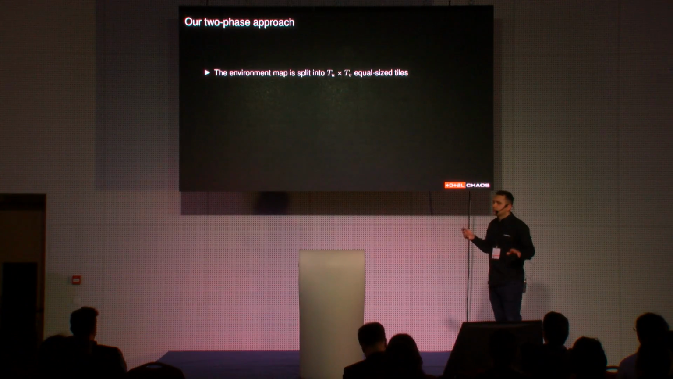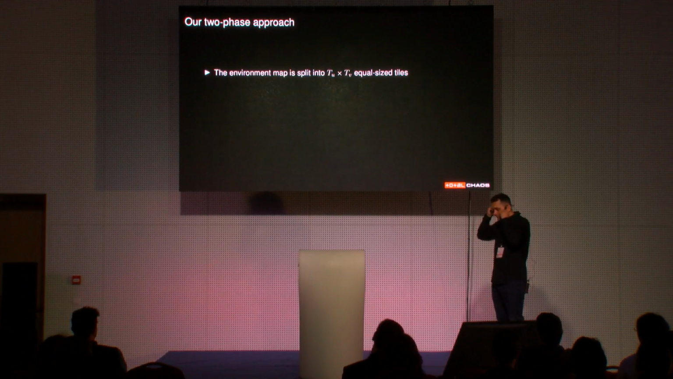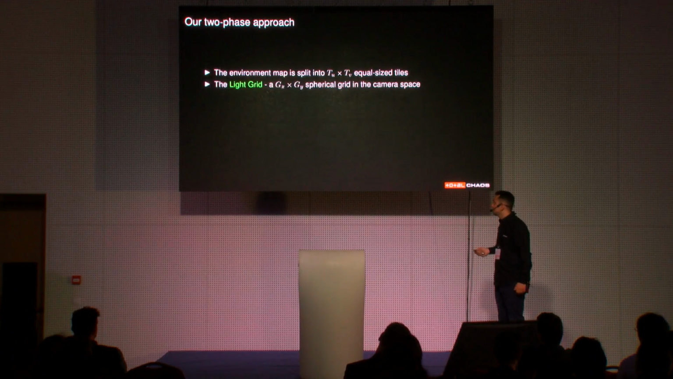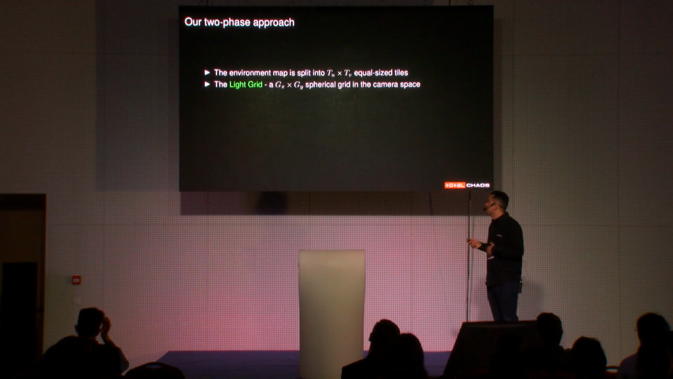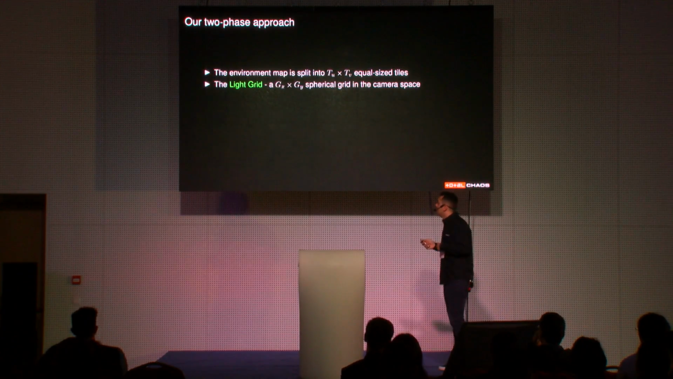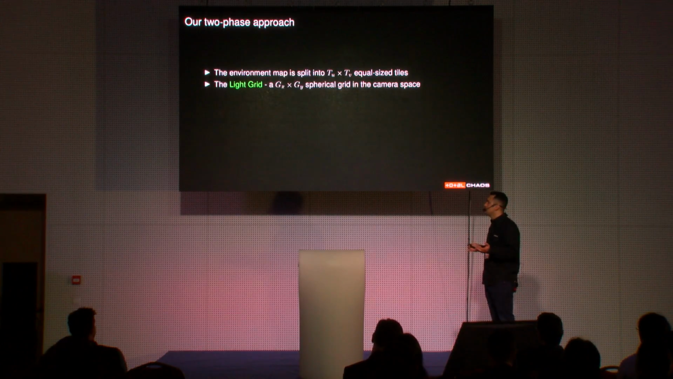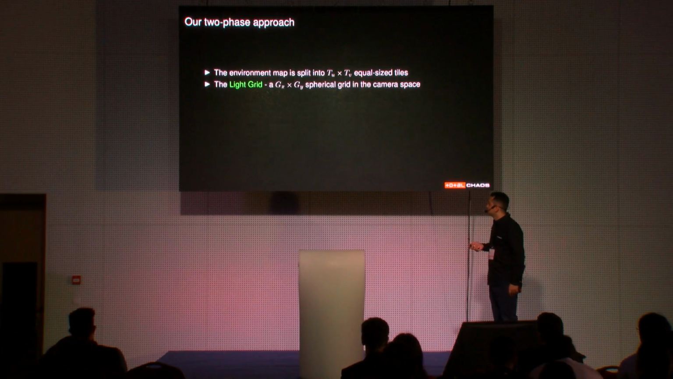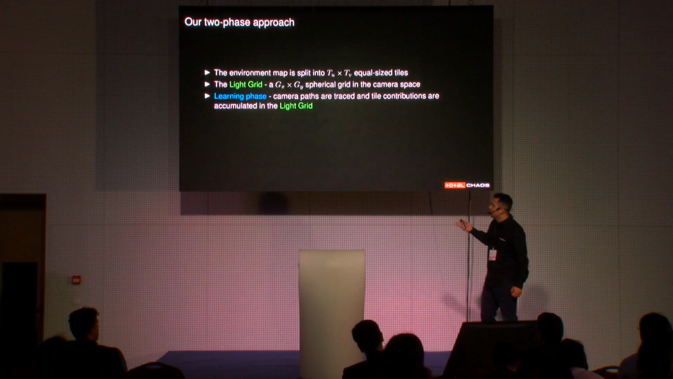We decided to tile the environment map into pieces, into equal-sized pieces. We use a very simple spherical grid around the camera. I'll show you in a minute. In this grid around the camera, we store important visibility information that we use after that. We have a learning phase.